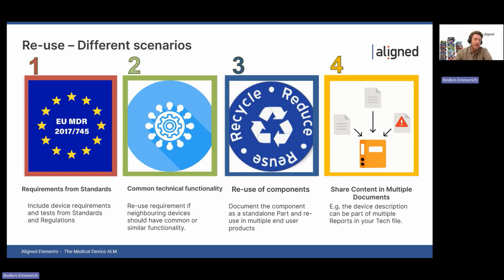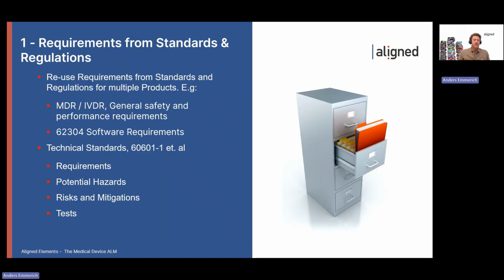So I'm going to start with requirements from standards and regulations. And here we have a bunch of good suspects that we can look at. I'm thinking about the GSPR from the MDR, IVDR. Of course, they are well formulated. You can probably pull them in directly from the norms into a development project. There are also some pretty high-level software requirements from 62304 and so forth.